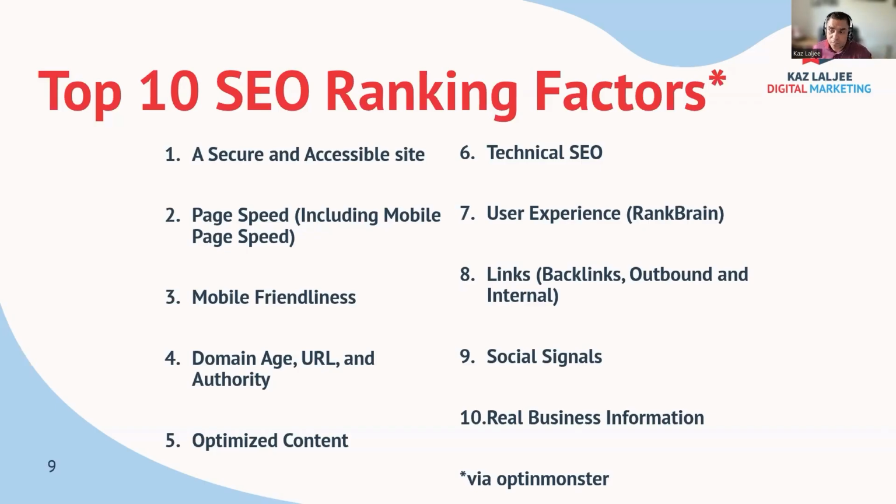Number 4, the domain: domain age, URL, and authority. Obviously, websites that have been around a longer time have a higher ranking, and not just because of the content, but because of who they are. So, for example, Forbes magazine or BBC or something like that, regardless of what you think of them, they have an authority. Number 5, optimized content.